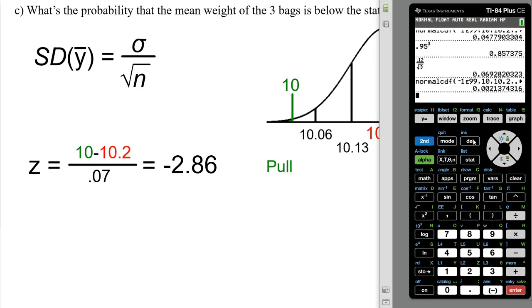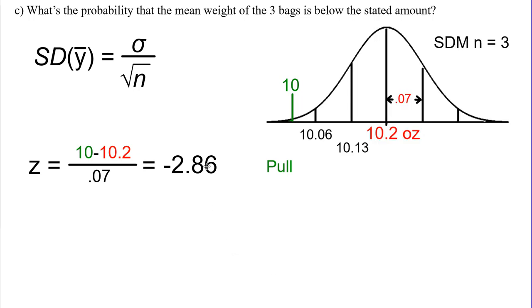Normal CDF. Lower, upper, centered at, we said 10.2. Our new standard deviation is 0.07. Okay, and hit paste. So the probability that the 3 bags have an average weight that's less than 10 ounces, the stated amount, is only going to be 0.2%, which is very, very rare, of course. And it's more than 2 standard deviations below the mean, so it would be considered an unusual observation.